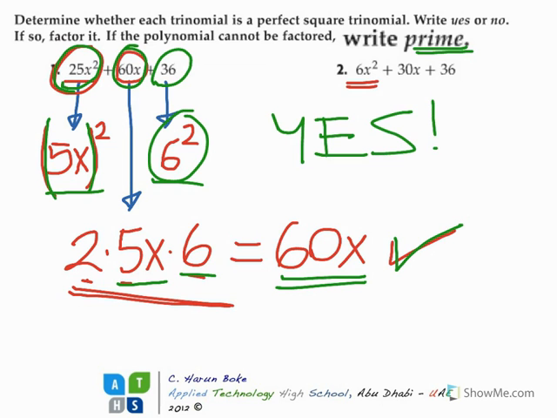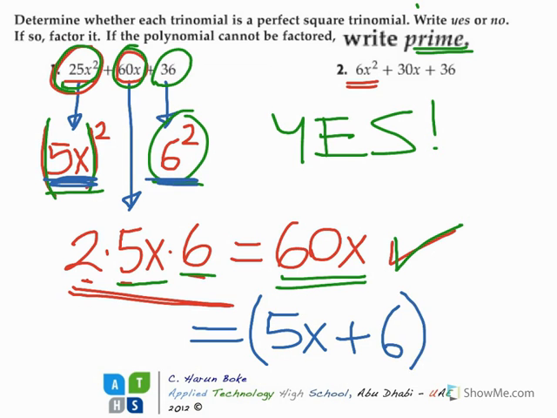So, we are going to factor it as follows. We are going to say this is actually (5x plus 6) squared in brackets.